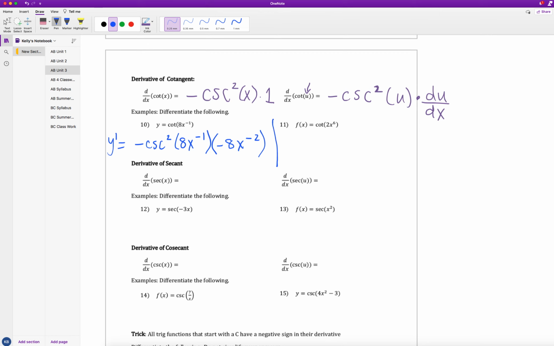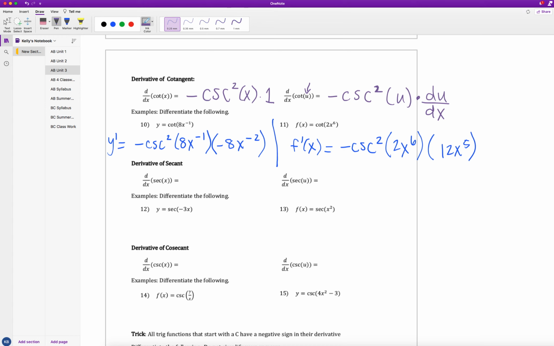Now example 11 says f of x equals cotangent of 2x to the 6. Why don't you guys pause the video and find our derivative for example 11. So to check this derivative, we do have a chain rule. Outermost function is cotangent. Derivative of cotangent is negative cosecant squared. Keep the inside the same, times the derivative of that inside function is going to be 12x to the 5th by using the power rule.